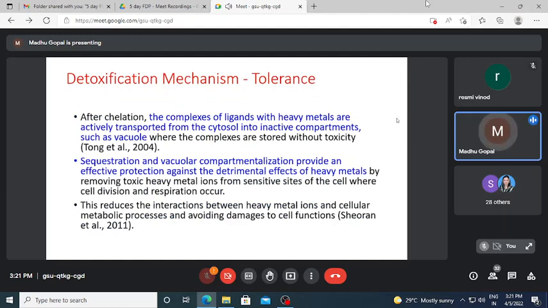Then after chelation, the complexes of ligands with the heavy metals are actively transported from the cytosol into inactive compartments like the vacuole, where the complexes are stored without toxicity.